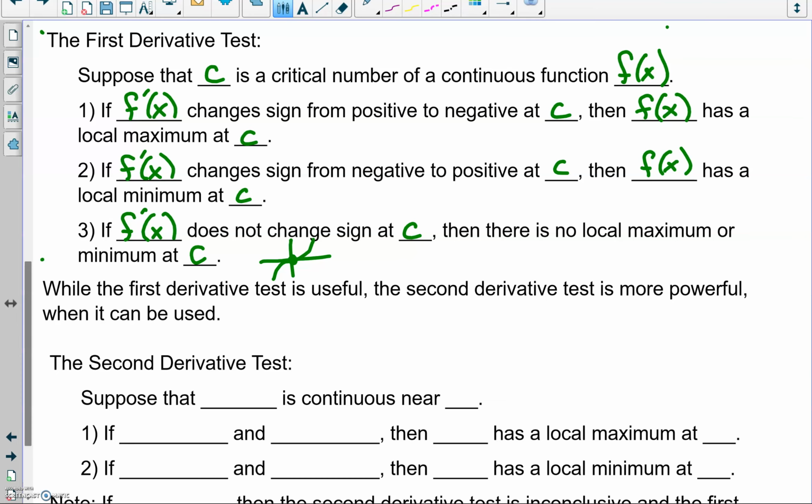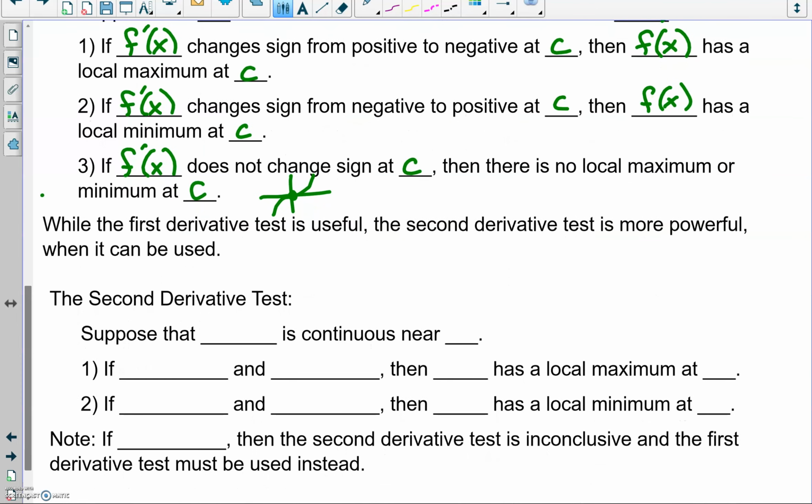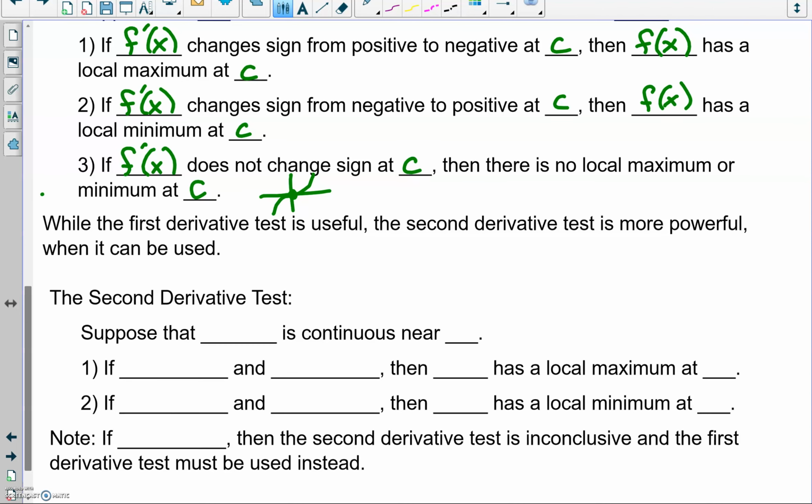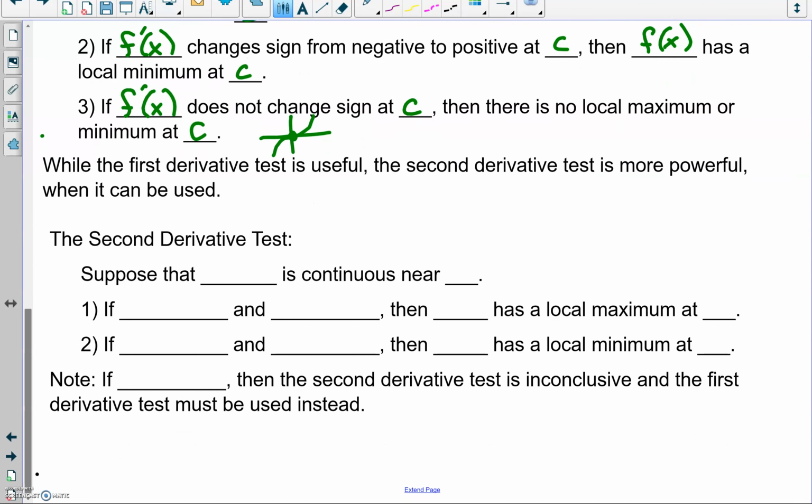So that first derivative test is useful, and it may have to be used, but the second derivative test is actually a little bit more powerful. It can save you some time if it can be applied. And we'll see there's one case where it can't be applied.